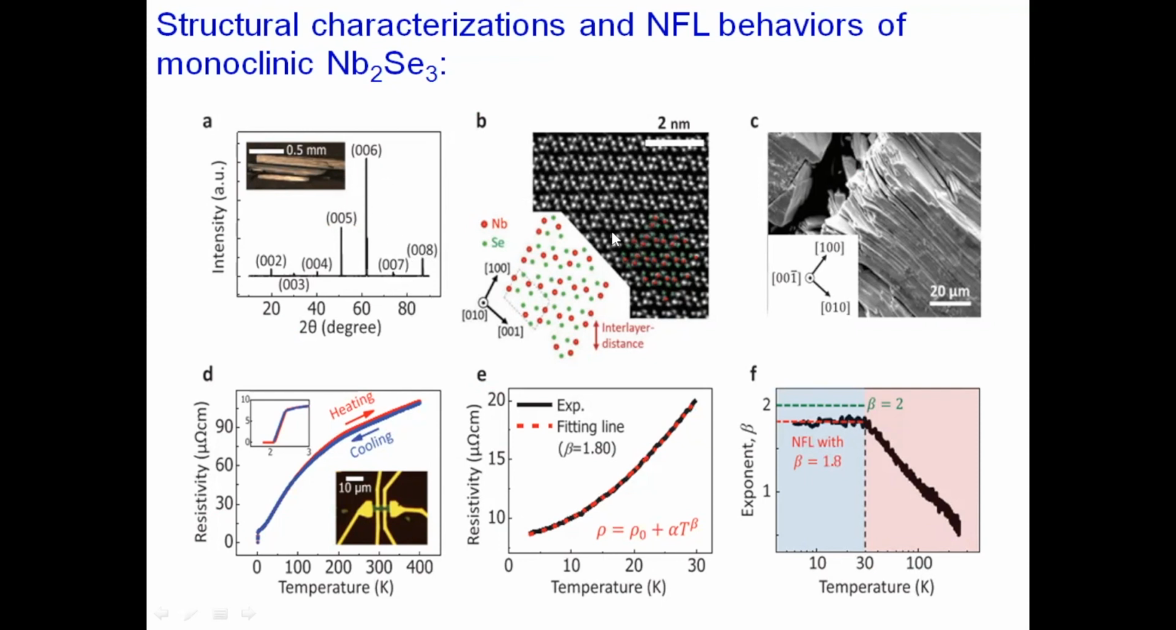Okay. And in figure B, it shows the high angle annular dark field image of scanning transmission electron microscopy. And this is the interlayer distance. And this is how the arrangement of niobium and selenium is. And these are the Miller indices of the directions. And as I have mentioned earlier, this is a layered material. You can see the layers.